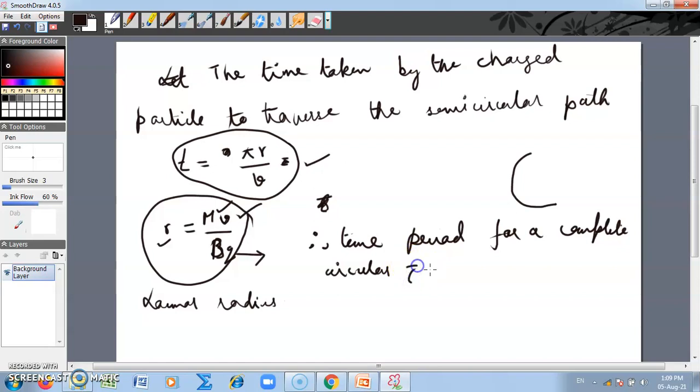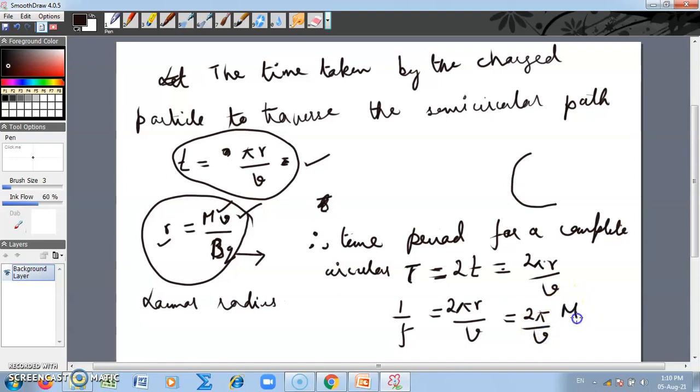If I call it tau, this is equal to 2 times t, and it is just equal to twice pi r by v, and this must be equal to the time period of oscillation of the AC circuit. So t is equal to twice pi r by v. So I can say that tau is equal again 1 by f. So 1 by f is equal to twice pi r by v, and we know what is r. R is mv by bq, like this.